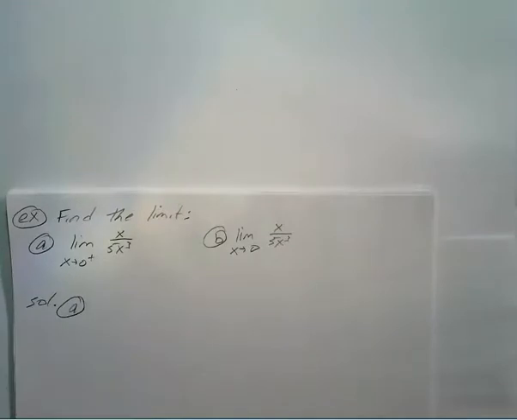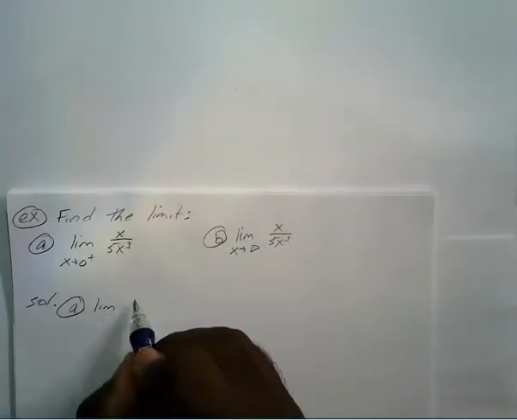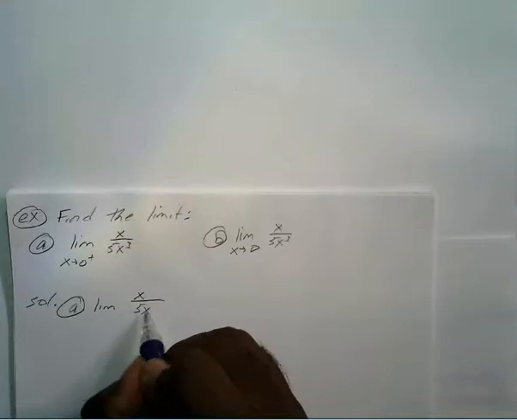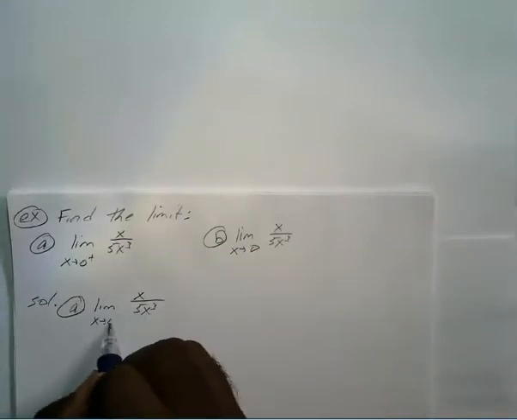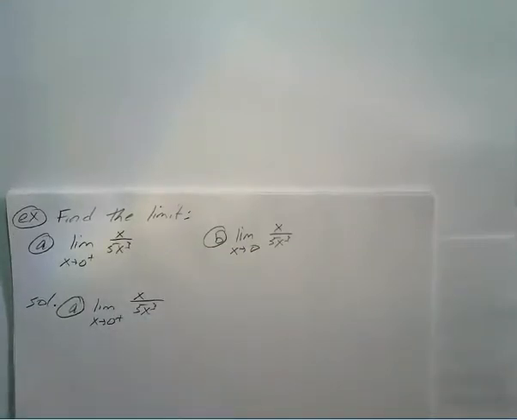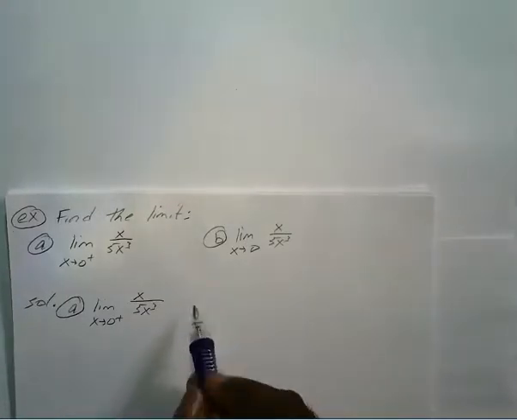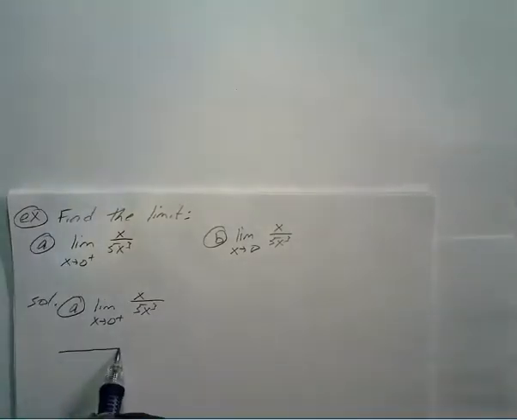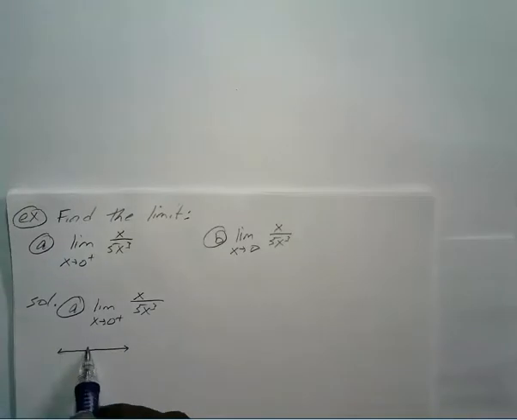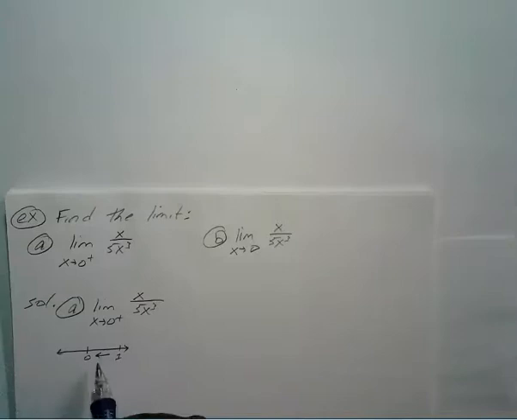So for problem A, you have the limit of x over 5x to the third as x approaches 0 from the right. If you wanted to, you could cancel out one of the x's and have 1 over 5x squared. It doesn't matter in the final answer, but it simplifies it a little bit. You see here that we're approaching 0 from the right, so we're coming from this direction.